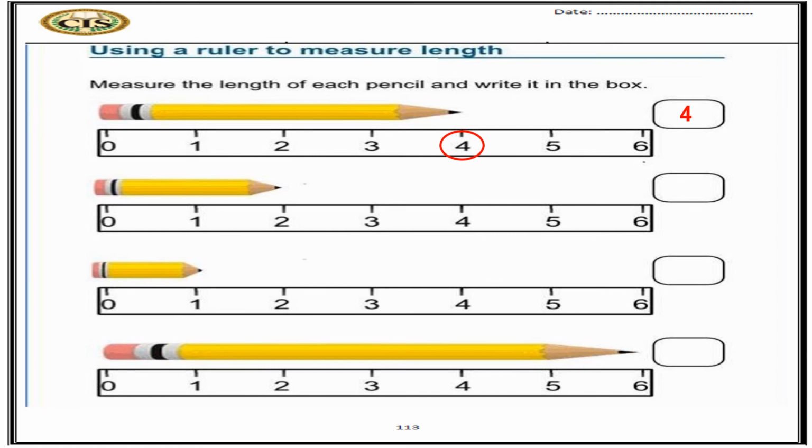Second pencil. The first end is at 0 and the last end is at 2. So it's 2. The third pencil. The first end is at 0 and the second end is at 1. The last pencil. The first end is at 0 and the second end is at 6. So it's 6.